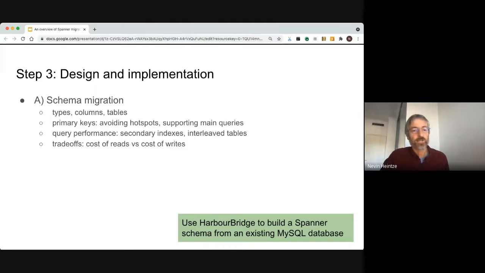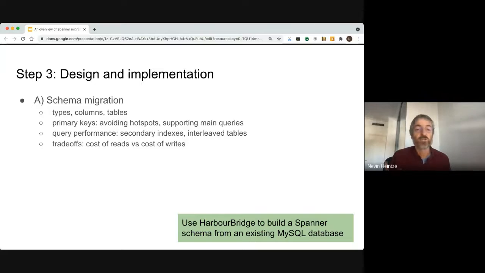The next step, step 3, is the core part of the migration preparation, the design and implementation of the migration. Now, there's a lot we could talk about here, but I'm going to focus on 3 common tasks: schema migration, data migration, and application migration. And we're going to talk about schema migration first.